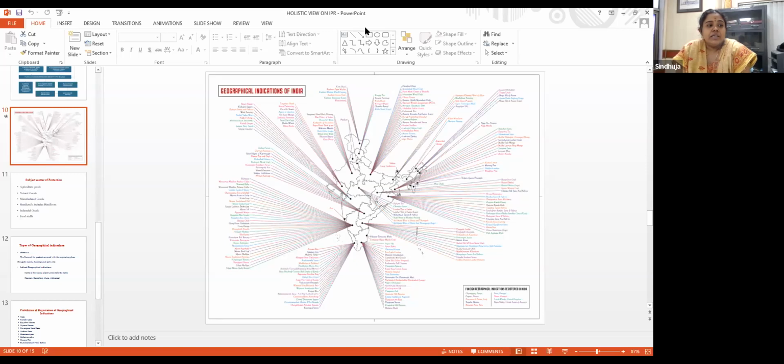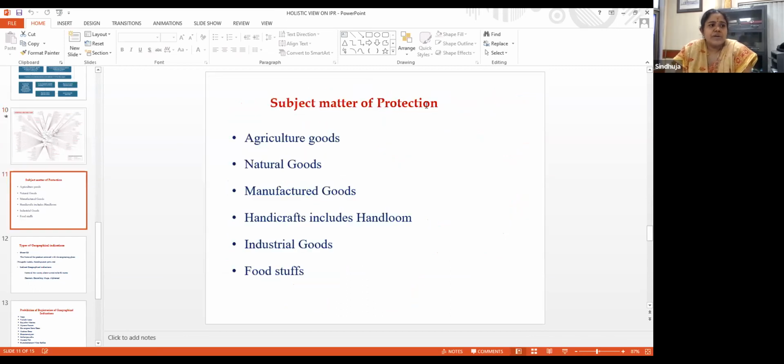Here you can see the map of India indicating certain names originating from particular cities. In subsequent slides, you can see the names of certain products, and with that you can understand what it is. It is not for an individual user. So what is the subject matter of protection?